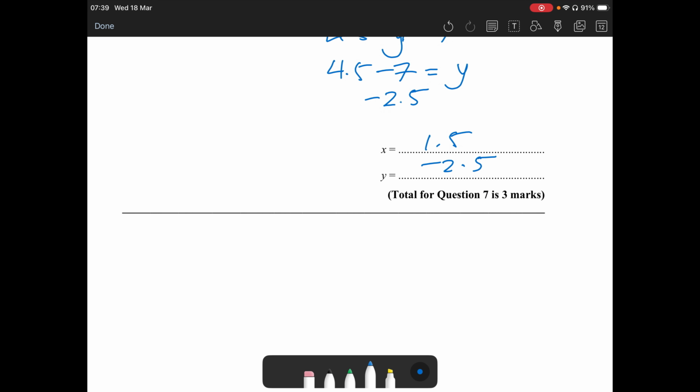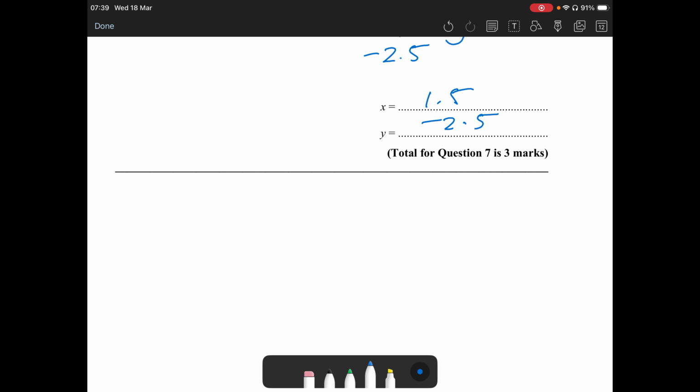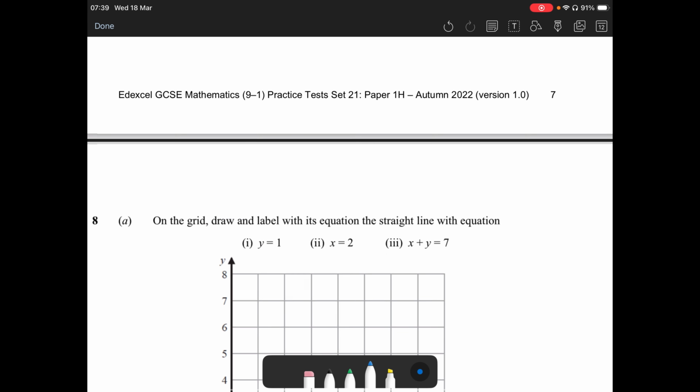You can use improper fractions. If you wrote 3 halves for x and negative 5 halves for y, you're fine.